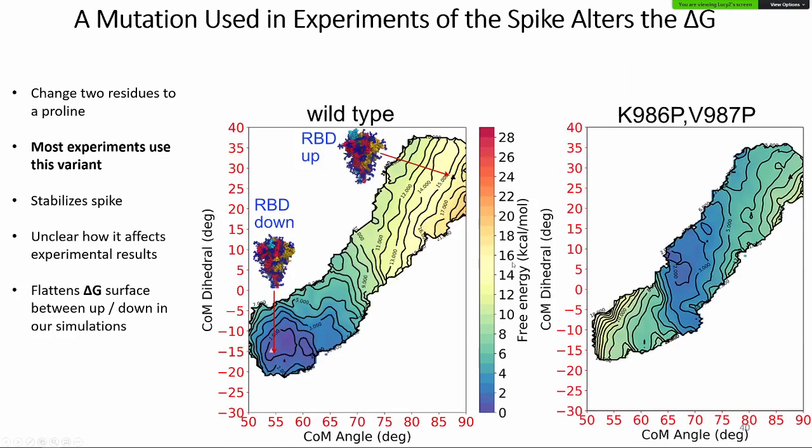So we redid those kinds of simulations. We redid that free energy calculation with both the wild type and that mutant, right? This stabilizing mutant. And based off of the hunches that have been floating around the literature, our free energies are consistent with the idea that it stabilizes the spike, right? The free energy surface is now a lot flatter. It would have a much easier time going from the closed to the open conformation than it would with the wild type variant.